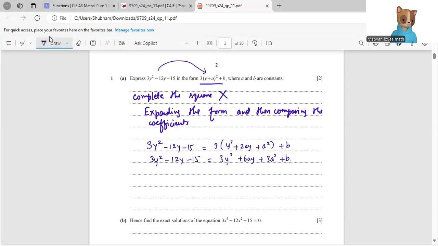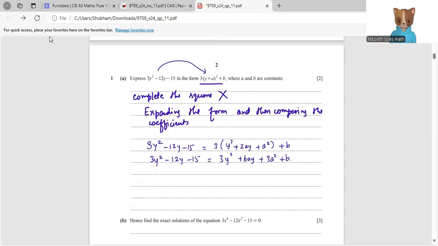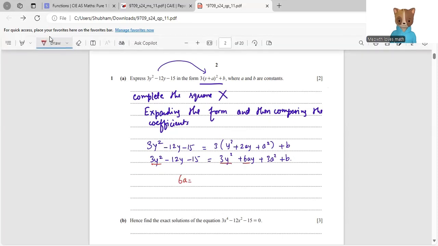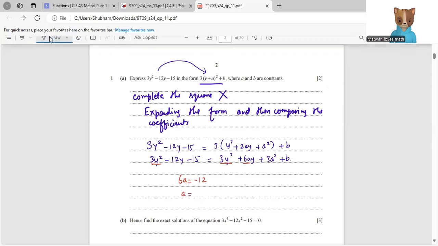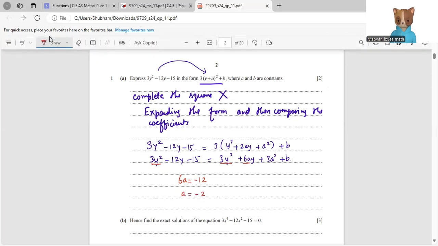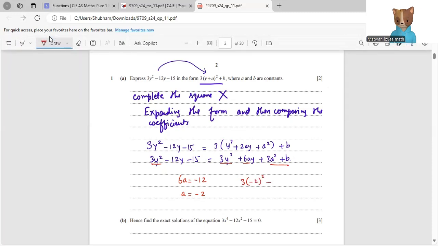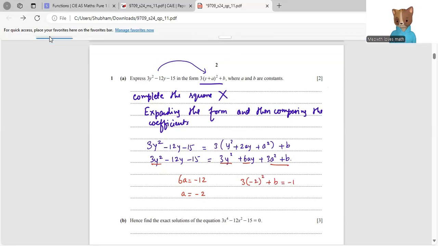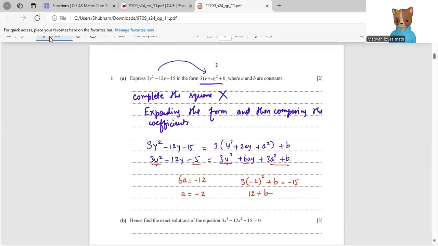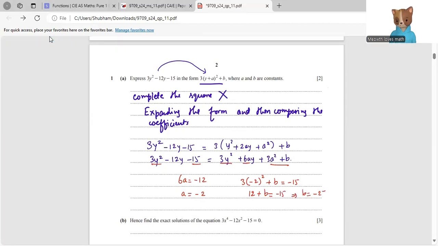Alright, so that means if I compare now, this and this terms are same, so on comparison of the coefficients, I'll get 6a equal to negative 12 or a is equal to negative 2, and this is the constant term, so 3 times negative 2 whole square plus b is equal to negative 15. The constant term over here on the left hand side is negative 15, and so we will get 12 plus b equal to negative 15. This implies b equal to negative 27.